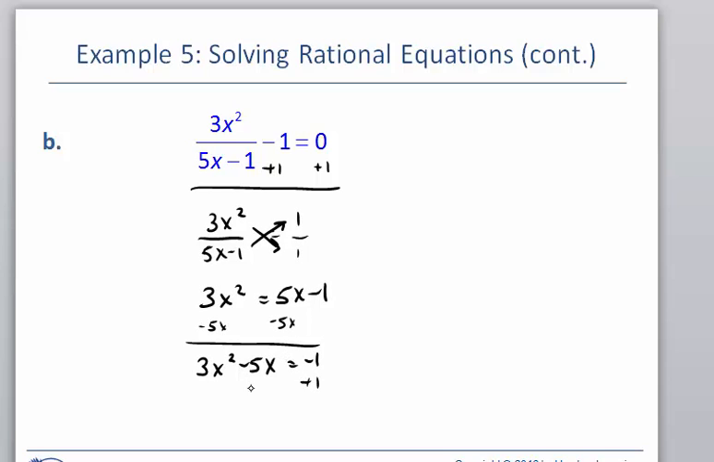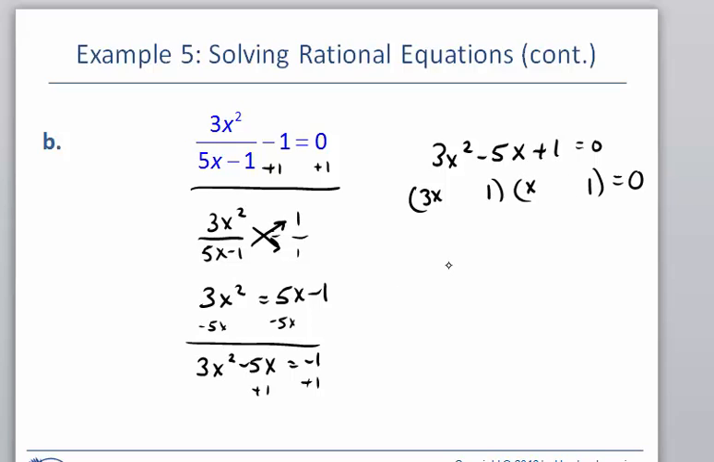And then I'm going to add 1 to both sides. Remember that a quadratic equation has to be set equal to 0 before you can try to factor it. So we have 3x squared minus 5x plus 1 is equal to 0. To make the 3x squared, it's going to have to be a 3x and a 1x. To make the 1, it's going to have to be a 1 and a 1. And because we need a negative 5, we will most likely have both of these terms being negative.